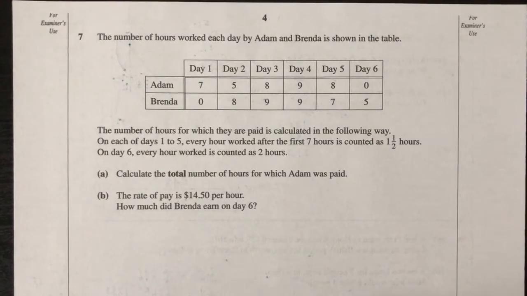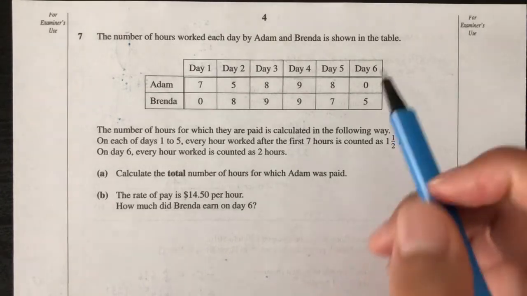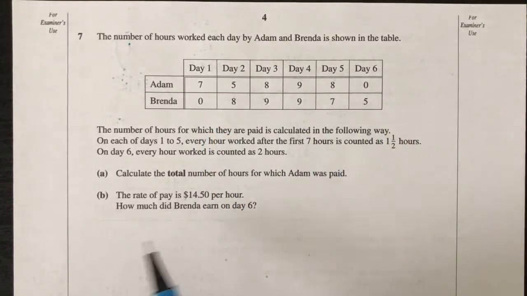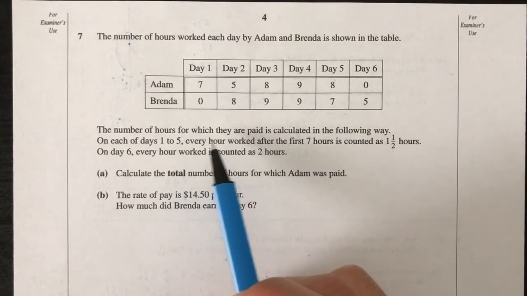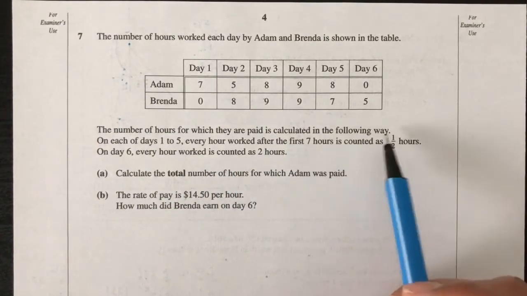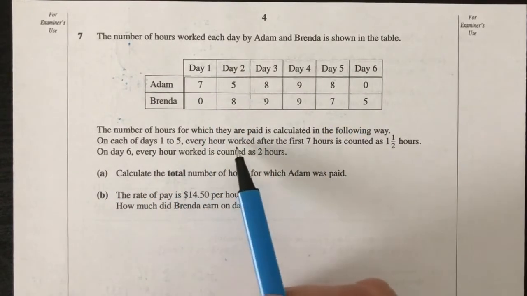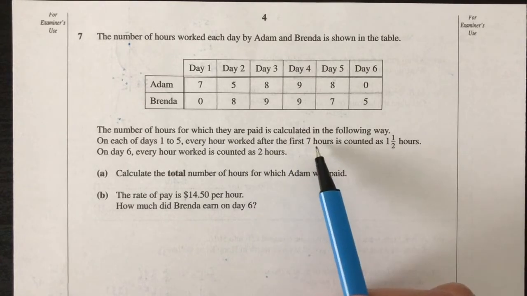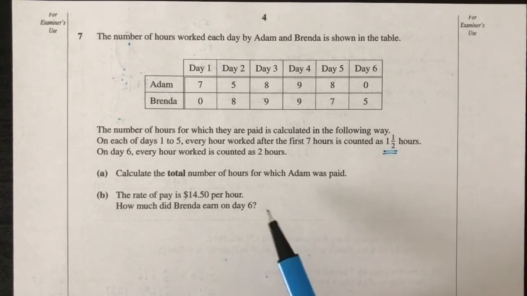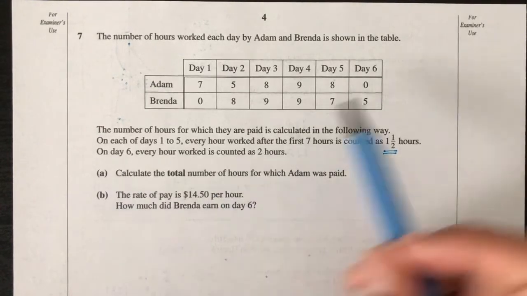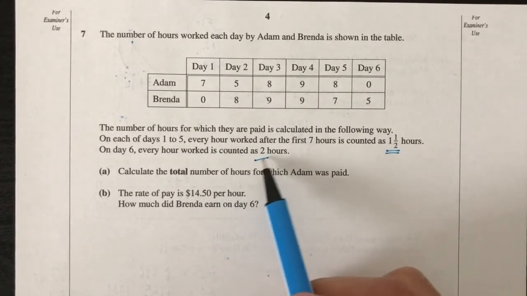Question number 7. The number of hours worked each day by Adam and Brenda are shown in this table. You can see day 1 till day 6, Adam and Brenda. The number of hours for which they are paid is calculated in the following way. On each day 1 to 5, every hour after the 7th hour is counted as 1.5 hours. On day 6, every hour is counted as 2 hours.